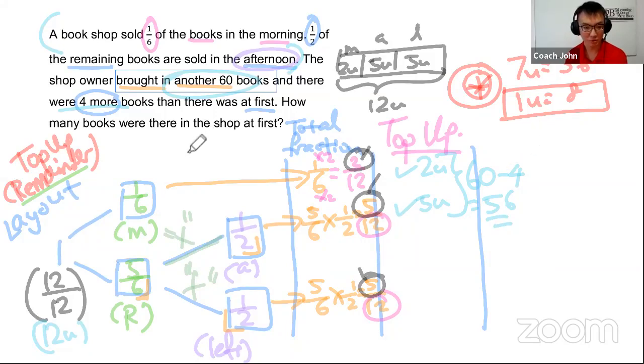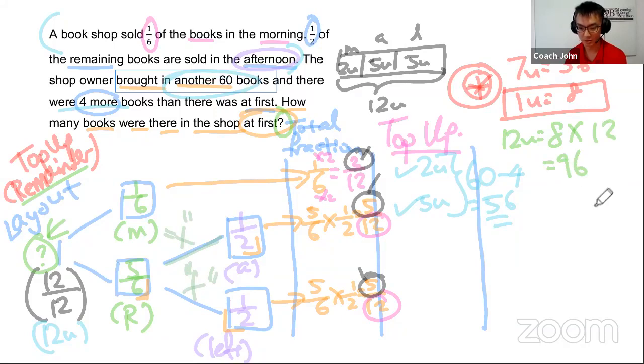Other than that, it's just math. So how many books were there in the shop at first? There's another thing that I also teach high achievers, and in fact there are a lot of things that they must do. You want to put in the question mark. The question mark means that it's over here. So if you look at the question mark, there's no need for you to look at the question anymore. So it saves time as well. So at first will be 12U. It will be 8 times 12, that'll be 96. So that's it for this question.